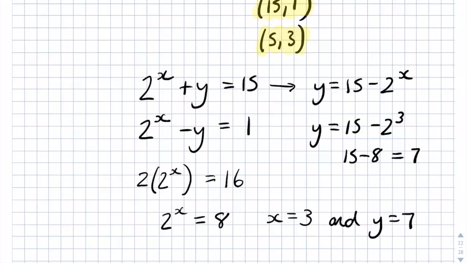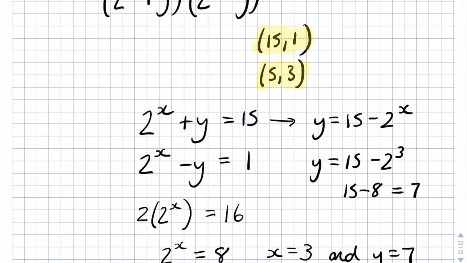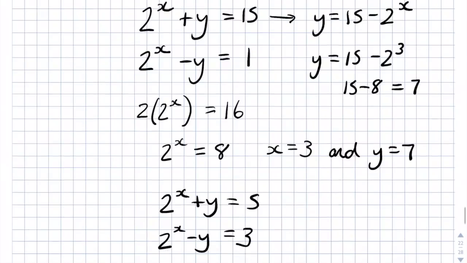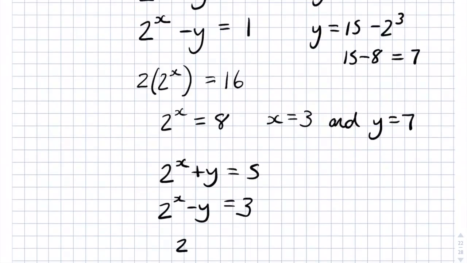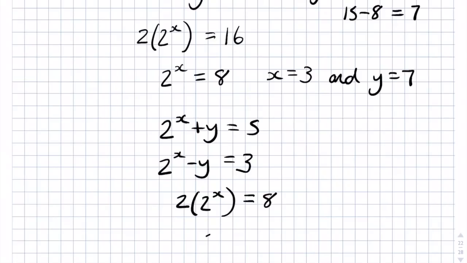Now, let's test the factors 5 and 3 to see whether we get integer solutions for x and y. We do the exact same thing. We say that 2 to the x plus y is equal to 5 and 2 to the x minus y is equal to 3. Add the two equations together, and you get 2 multiplied by 2 to the x equals 8. Divide through by 2, you get 2 to the x equals 4, and from there you should be able to see that x is 2.